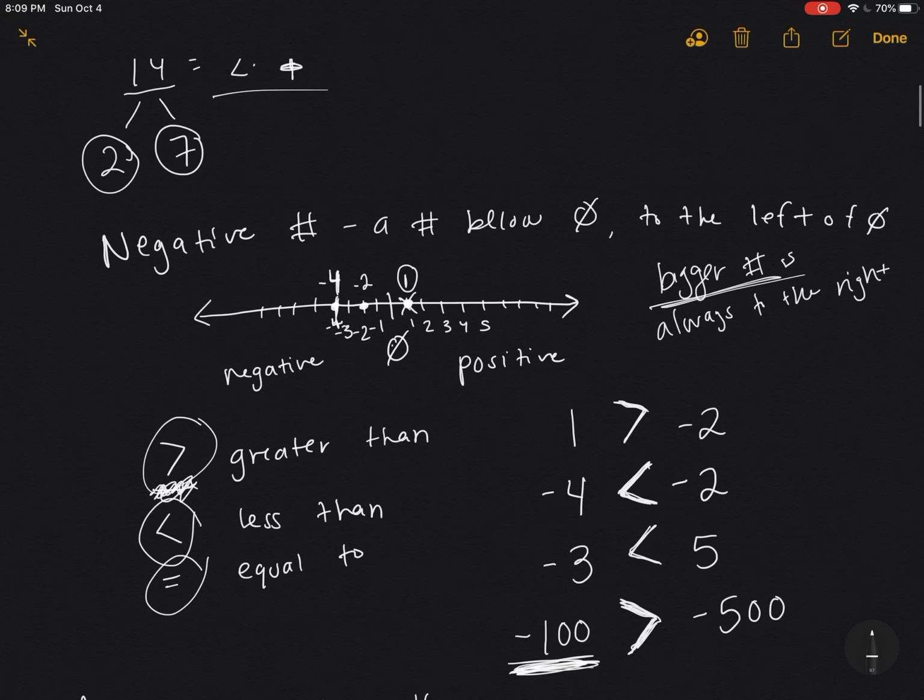So that's just the really basics, going over factoring and what a negative number is, some of the basic symbols, and now I will move on in a new video to adding negative numbers.